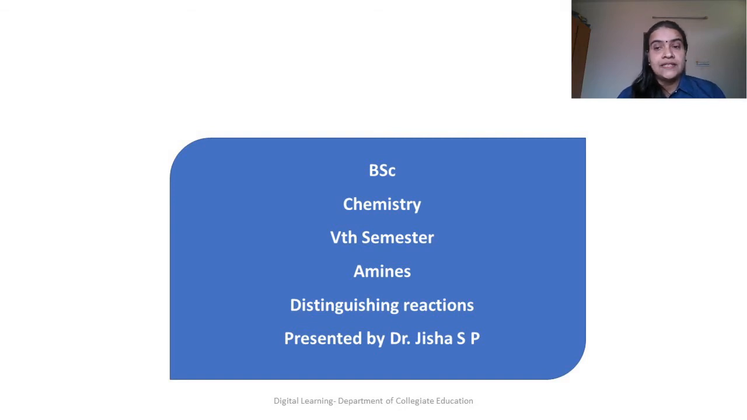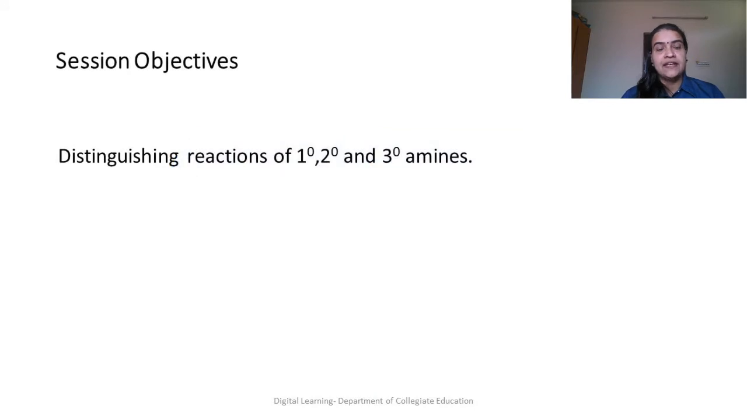Hello all. This is the fourth session of the chapter Amines, and here you can find the distinguishing reactions of primary, secondary and tertiary amines. In the previous sessions, you have already seen that there are three different types of amines, which are primary amine, secondary amine and tertiary amines. So here we are going to see how we can identify, how we can distinguish whether the given amine is primary, secondary or tertiary amine.